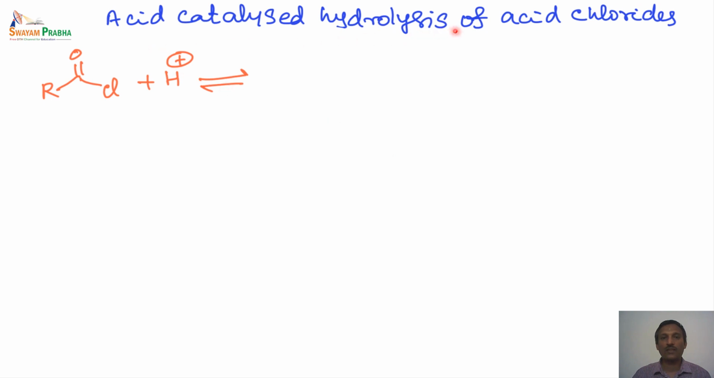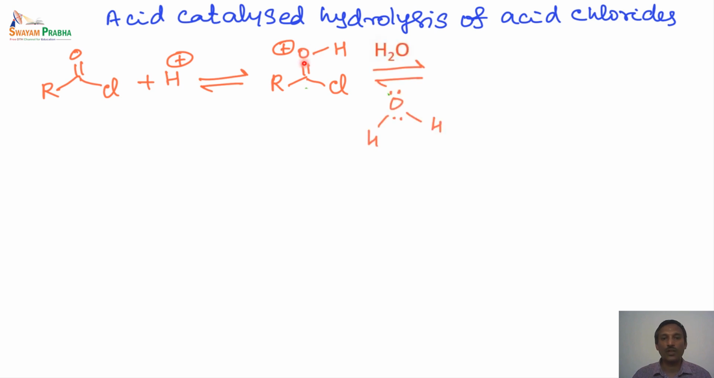Let us look at the acid catalyzed hydrolysis of acid chlorides. In this particular case, initially we have an H plus ion in the medium. As we saw earlier in the electrophilic addition reactions, the H plus is always added to the electronegative oxygen. In the case of aldehydes and ketones also, we saw that a similar reaction occurs here too. So the oxygen takes the H plus ion and it becomes the oxonium ion.